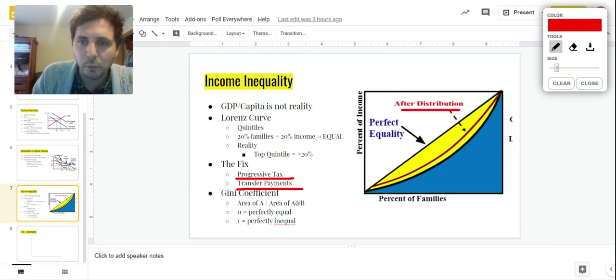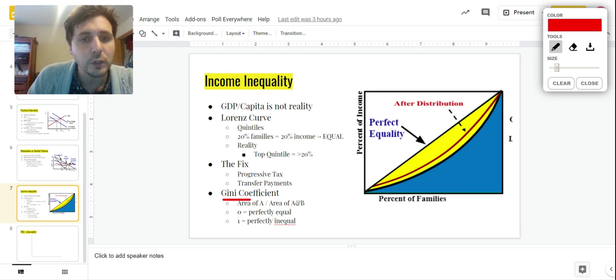When that happens, we call that redistribution. It shrinks our Lorenz curve, gets us closer to perfect equality, shrinks the size of the hammock, and as a result helps us fix this problem. One thing you need to know about this is the Gini coefficient. The Gini coefficient is A divided by A plus B. So if area A is 0, then we divide 0 by A and B, and it's going to be 0. In other words, there is no area A. It's that line, we're at perfect equality.